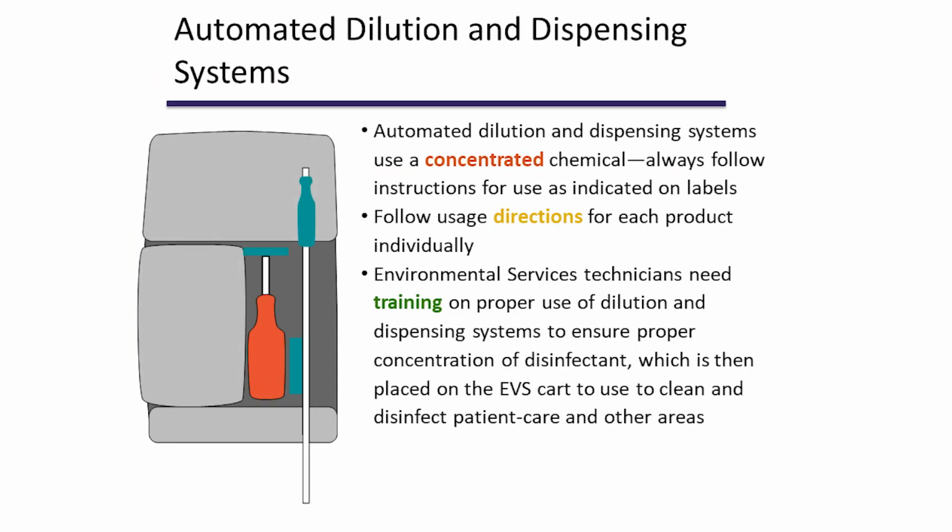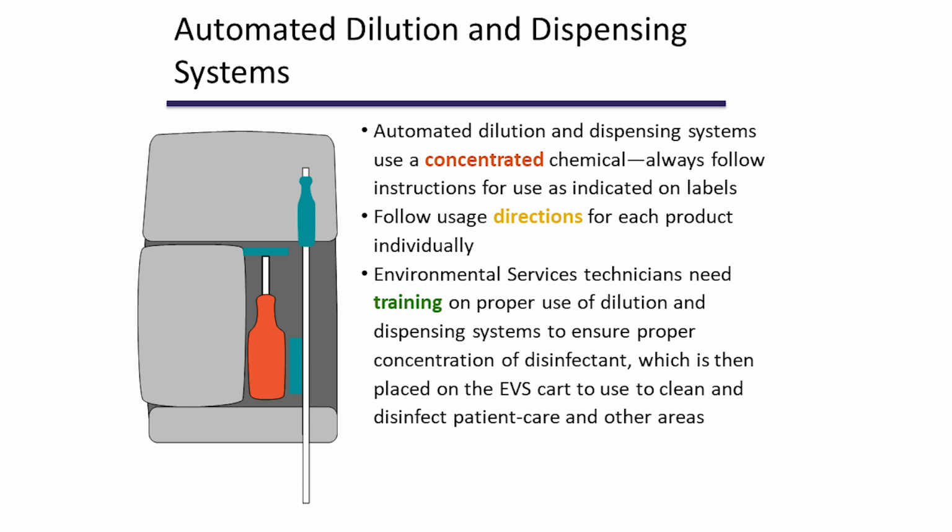Automated dilution and dispensing systems are most commonly used in the hospital setting. These are available for a variety of chemicals, including disinfectants, window cleaners, and floor cleaners. The chemical bottle is hooked to the automated dilution and dispensing system, and the system automatically dilutes the chemical with water. Always follow instructions for use as indicated on the labels and the SDS.